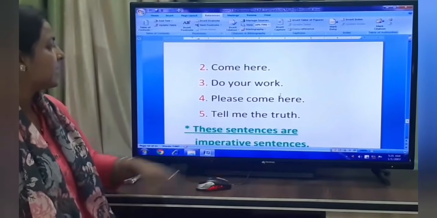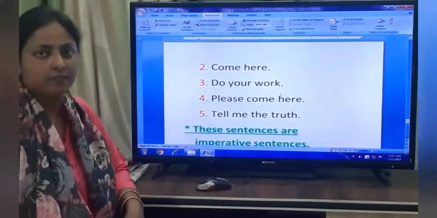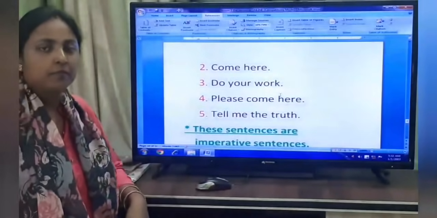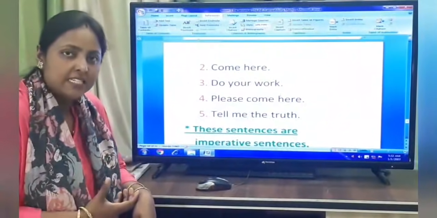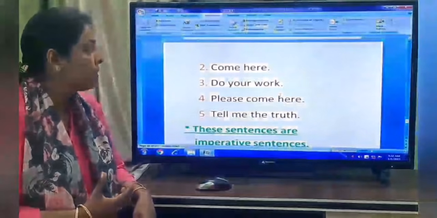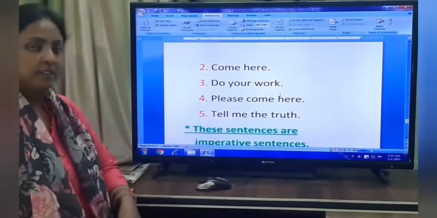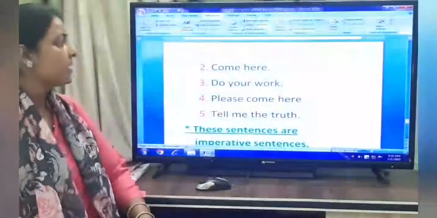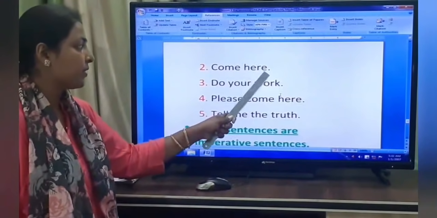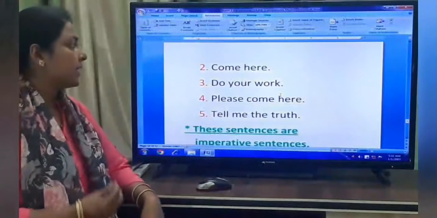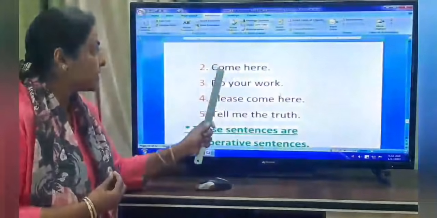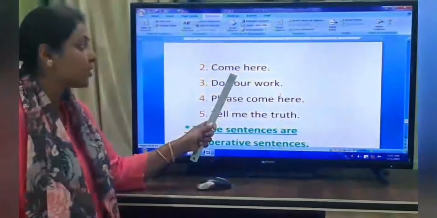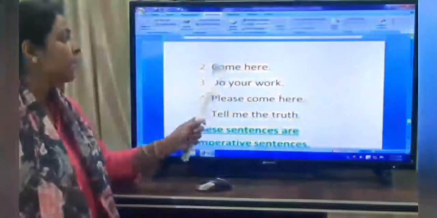The second one is come here. If I write here, here come, does it give you the complete sense? No. Come here. It starts with the capital letter, and after the sentence we put the full stop. This sentence is which sentence? Imperative sentence, because it gives you an order. Come here.